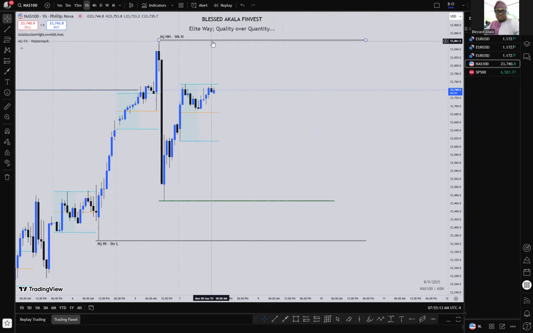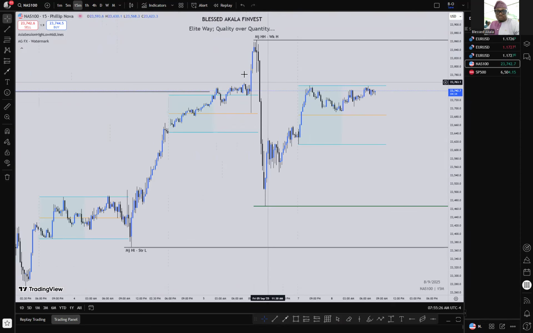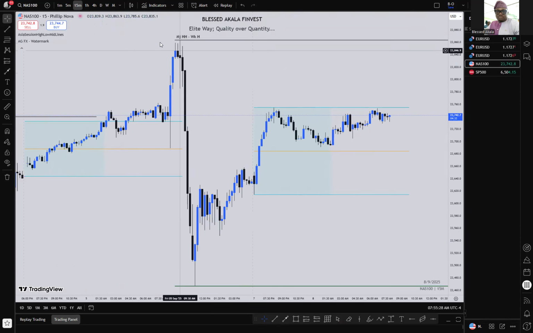Because this previous day high and previous day's low, even though it's serving as our weak high, and we are expecting this level to be protected. But with the kind of reaction we are seeing here, with what we did analyze on 15 minutes, we are seeing the same level playing out from this level here.